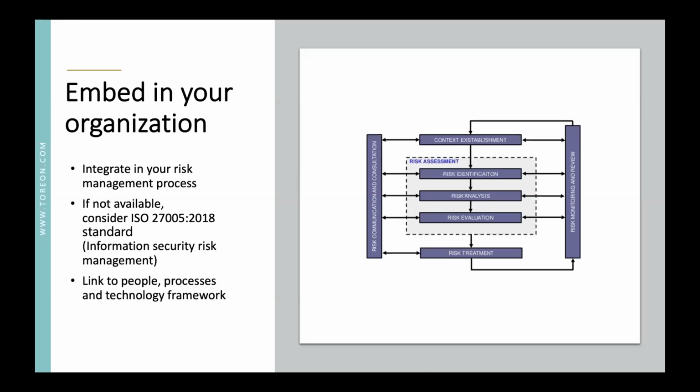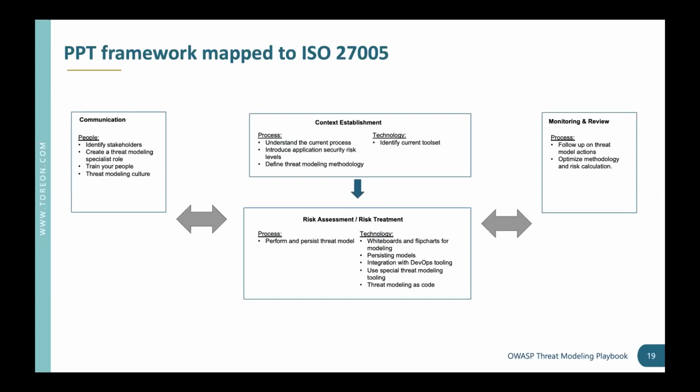Because what we've done is we've mapped each of the activities that we have here in the playbook on the different stages in the ISO framework. And so you have to have some kind of context establishment. And these are process or technology based. You have to understand the process, introduce application risk levels, define a threat modeling methodology. These are steps which I'll explain later on. And obviously you have the risk assessment and treatment, where there's aspects that you can use.